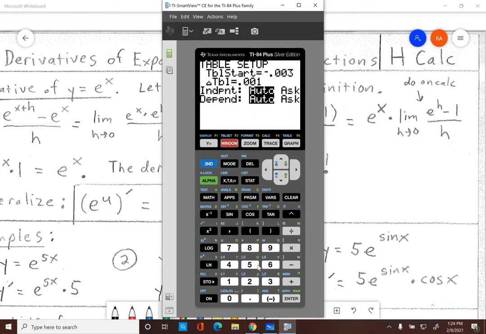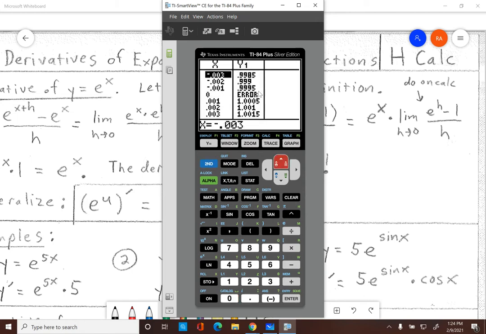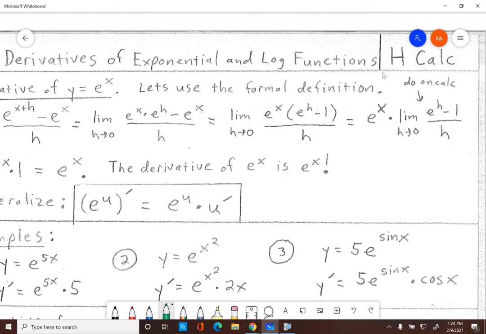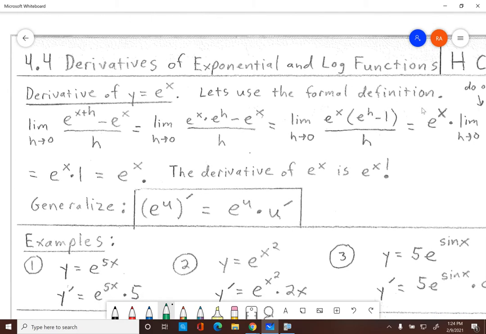If we set up our table to start at 0 and count by something small, and then go back to the table, there is that error still, because I get that 0 over 0. I still get 0 over 0, so I'd get e to the 0, which is 1 minus 1, 0 over 0. But I'm noticing that as x approaches 0, this thing is approaching 1. So that's how we're going to determine the limit value here using the calculator. So this whole thing equals 1. That means the derivative is e to the x times 1, or just e to the x. And that's kind of crazy. What that means is the derivative of e to the x is itself, e to the x.